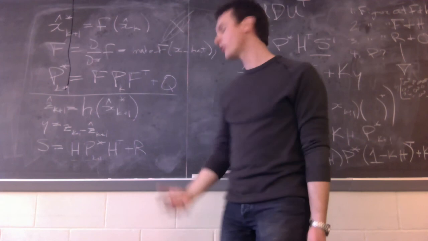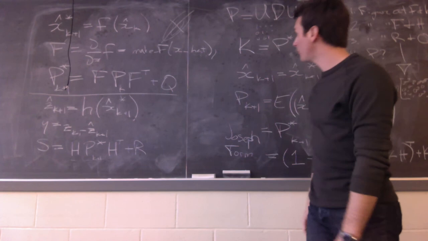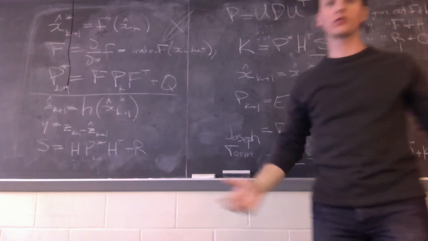You can also, at any given point, especially if you have UDU form, look at your D and ask, did anything go nuts? Do I have one term that's just exploding? That might indicate that something has gone wrong in the system. Not necessarily the filter, but maybe something broke. Maybe a sensor is going nuts.